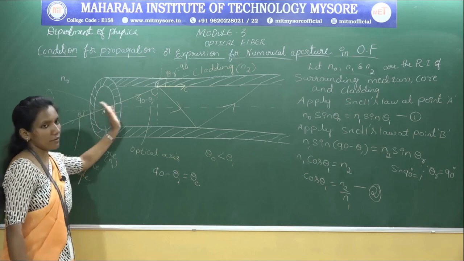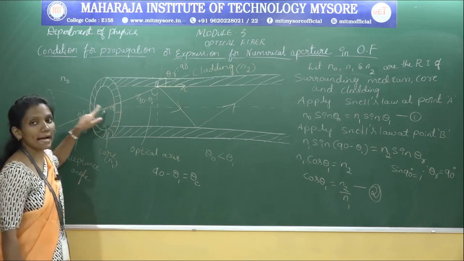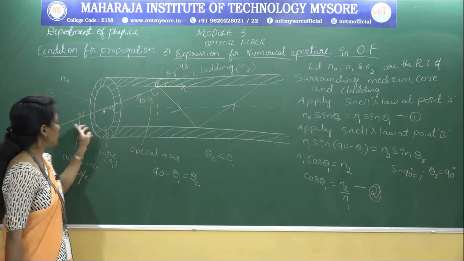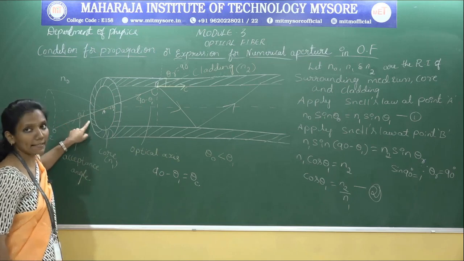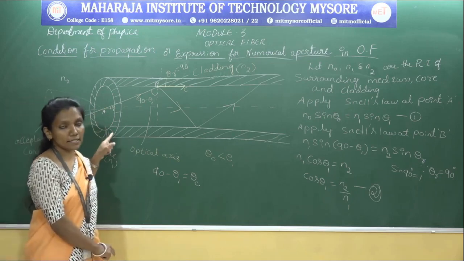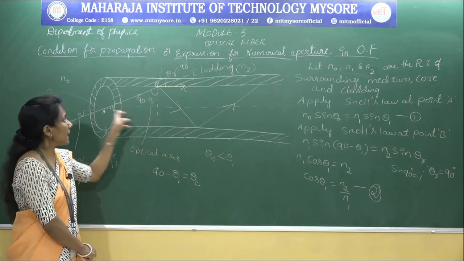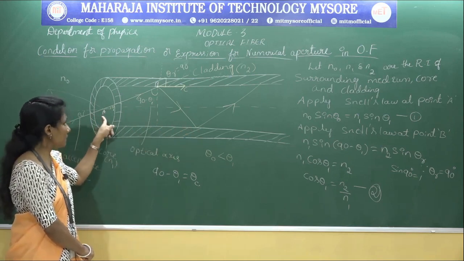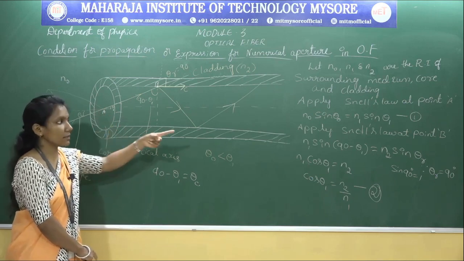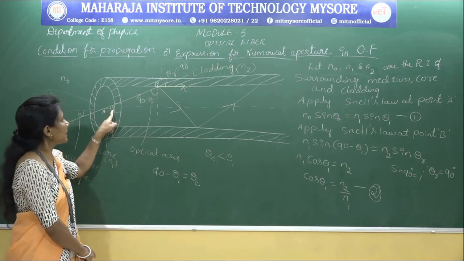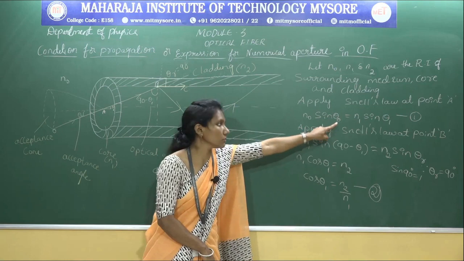We have to observe from where the ray of light is entering, from which medium, and what angle it is forming. Initially it is entering from the surrounding medium, making an angle with the optical axis, that is theta naught. So n naught sin theta naught is equal to, as the ray of light enters the core, whose refractive index is n1, and it makes an angle theta 1. So n naught sin theta naught is equal to n1 sin theta 1.